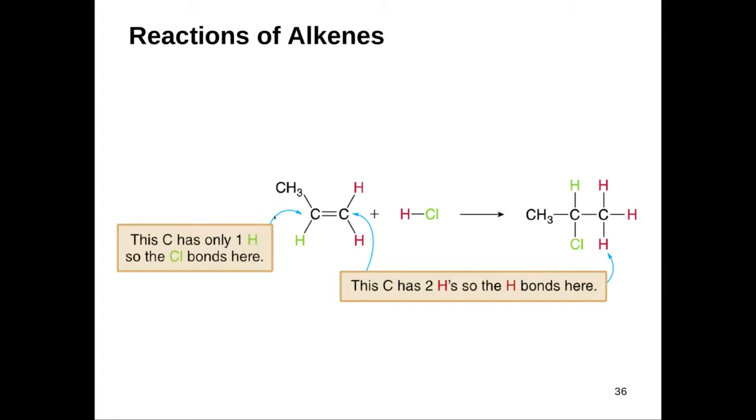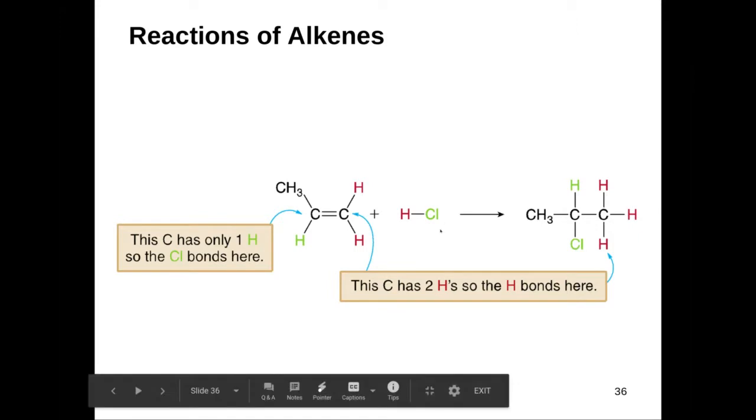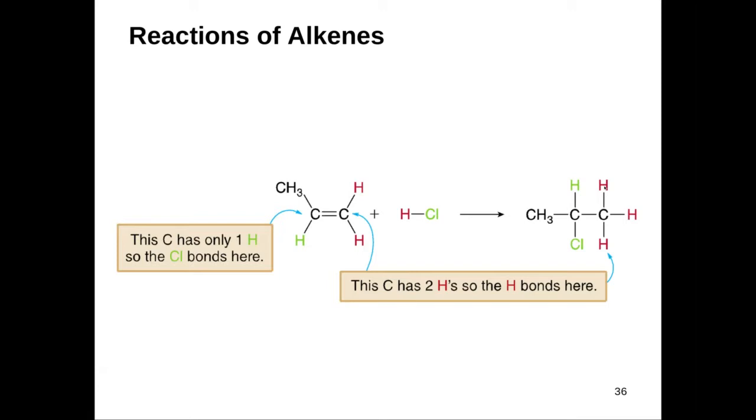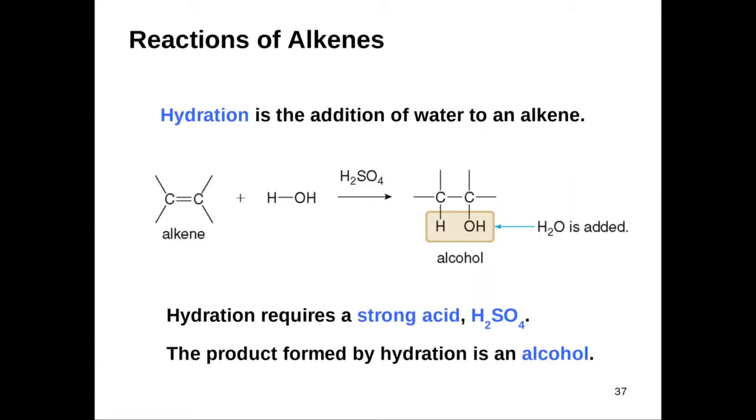And again, this is just another example. This is the example we were just working on, but it's just color-coded for your sake. So again, we're looking for the carbon with the lowest number of hydrogens for the chlorine to bind to. Now, our final one, hydration, is the addition of a water to an alkene.